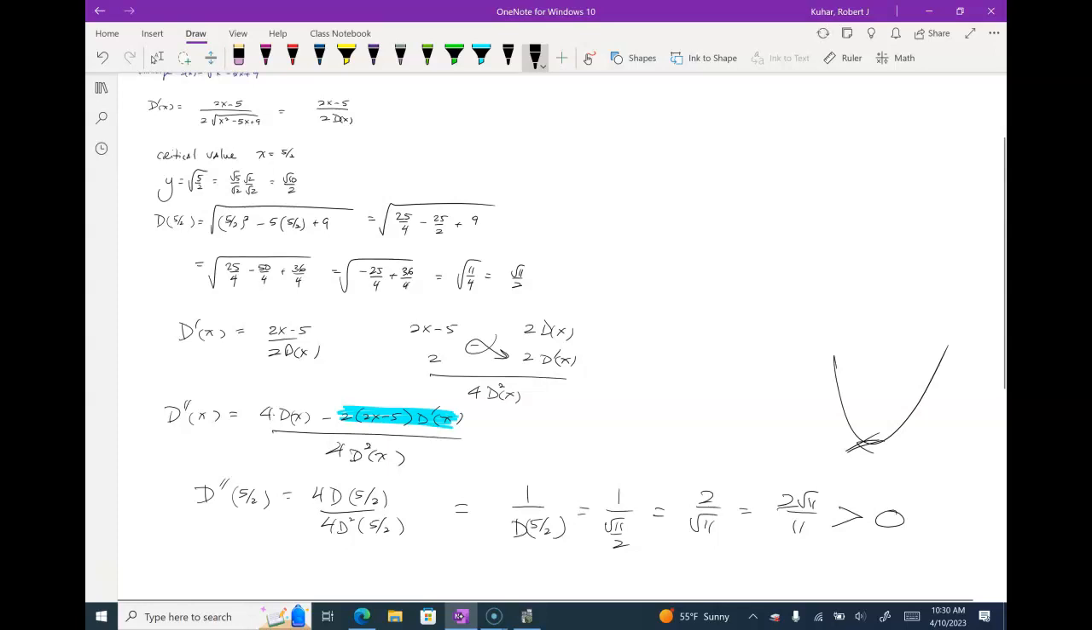The extra little piece I put on when I did it in class was I showed that the distance was perpendicular to the tangent line. I won't put that on the test. It's too advanced.